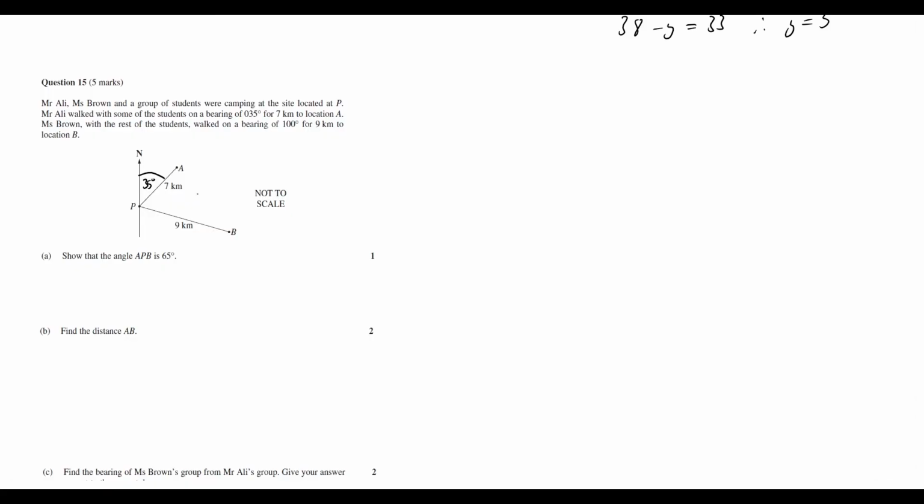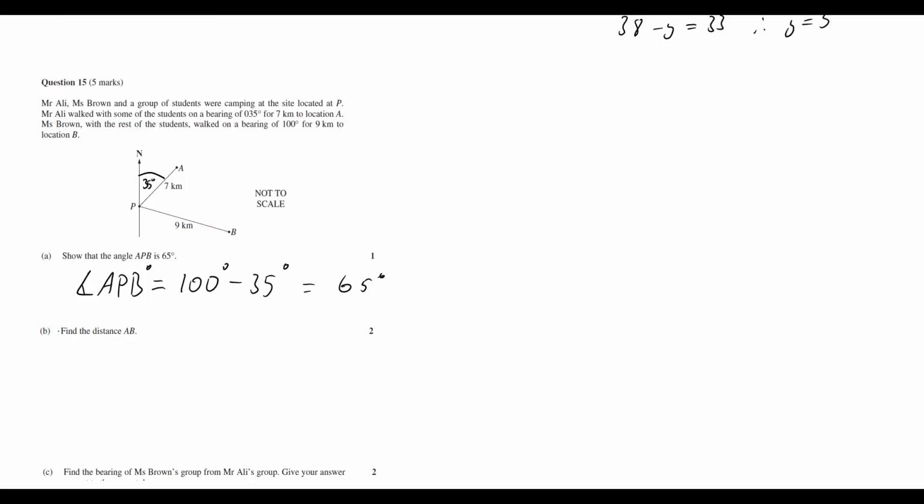All right. So now for part A, it says show that the angle APB is 65 degrees. So as I've pretty much just shown us there, APB is going to be equal to 100 minus 35. And let's make sure that these are all in degrees, equals 65 degrees. And there we are. So that's all there is to part A. It's really just that simple.